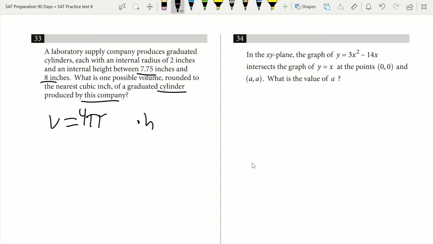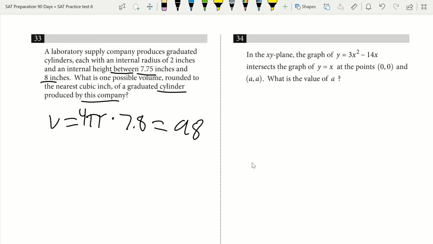We know our height is anywhere from 7.75 to 8, so we could just call it 7.8, right? It has an internal height between 7.75 and 8, so we'll just go ahead and pick 7.8. We multiply that, put it in our calculator: 7.8 times 4 pi, and that's going to give me 98.0. Does it say to round? Round to the nearest cubic inch. Okay, so the answer there we could do is 98.